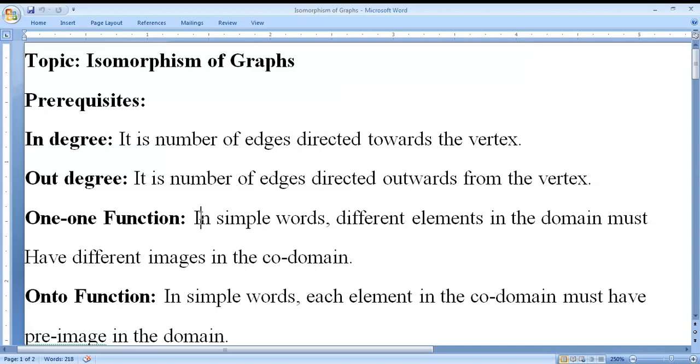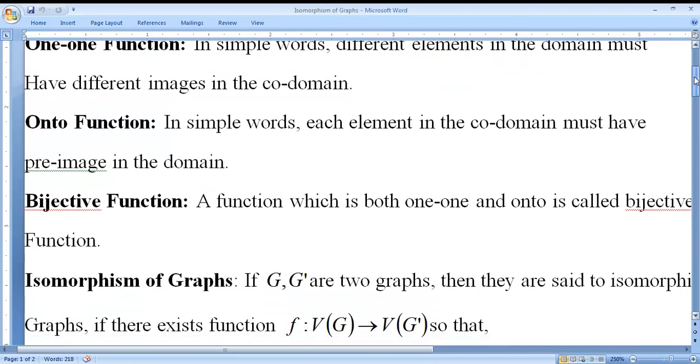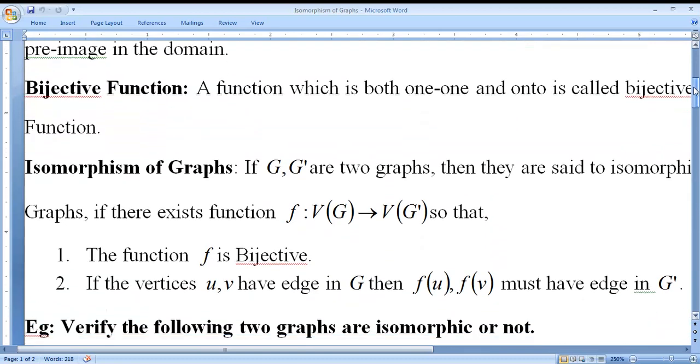One-one function can be simply defined as distinct elements in the domain must have distinct images. Then onto function means every element in the codomain must have a pre-image in the domain. A function that is both one-one and onto is called a bijective function.